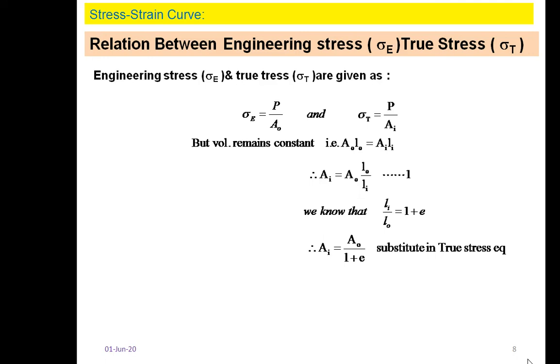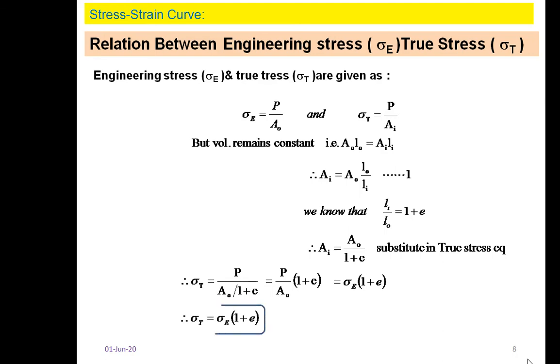Substituting this in the true stress equation, sigma t is equal to P divided by A0 by 1 plus e. So you can write this as P by A0 into 1 plus e. So sigma t equals sigma e into 1 plus e. So this is the relationship between true stress and engineering stress.